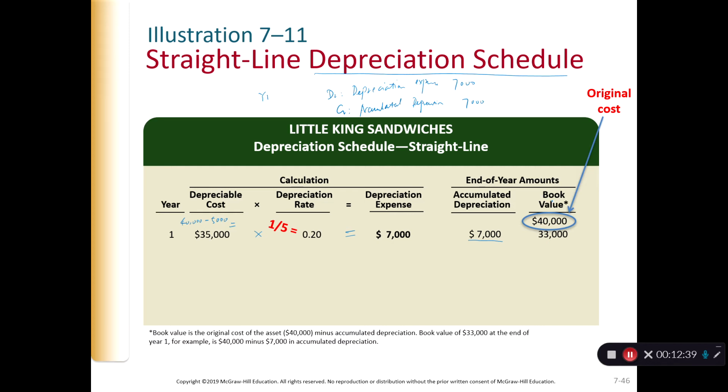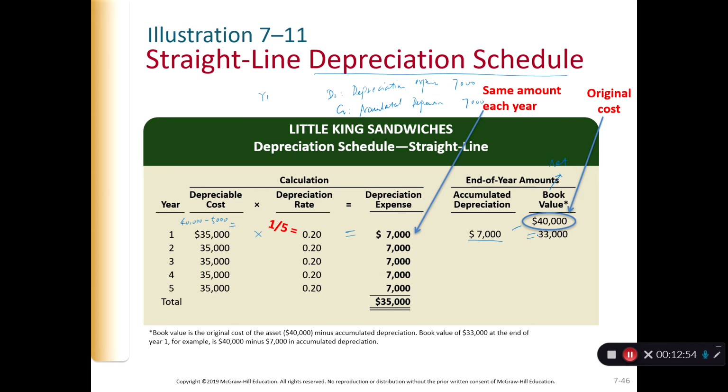Hence the net book value will be reduced by $7,000, from 40,000 to 33,000, because 40,000 minus 7,000 is 33,000, right? Okay, so the second year, same thing. The depreciable amount multiplied by the rate of 0.2, you're getting another $7,000 depreciation, same journal entry, right?